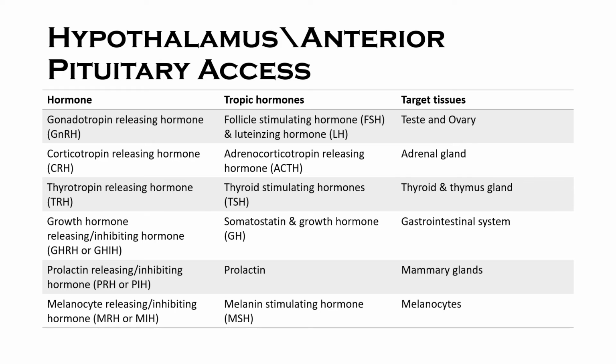Next, we have growth hormone releasing or inhibiting hormone being released from the hypothalamus. It acts on the cells of the anterior pituitary to result in the release of somatostatin and growth hormone. Somatostatin and growth hormone then act on the gastrointestinal system. From the hypothalamus, you also have the release of prolactin releasing or inhibiting hormone. This results in the stimulation and excretion of prolactin from the anterior pituitary, and you guys probably know that prolactin acts on the mammary glands to stimulate the production of milk. There's also melanocyte releasing or inhibiting hormone being released from the hypothalamus. It acts on the anterior pituitary to stimulate the release of melanin stimulating hormone or inhibiting hormone, and then that acts on melanocytes.